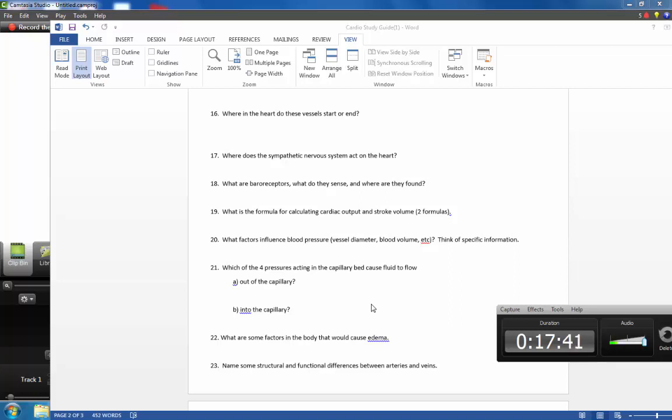What factors influence blood pressure? Vessel diameter, blood volume, etc. What are the vessels doing for high blood pressure? Constricting. What's the blood volume if we have high blood pressure? High.